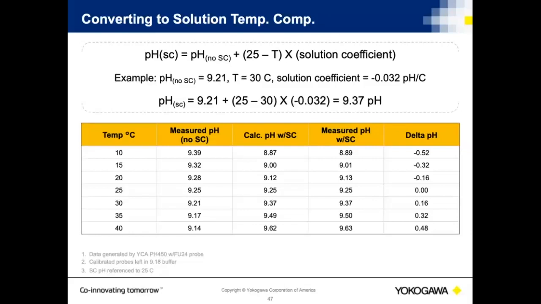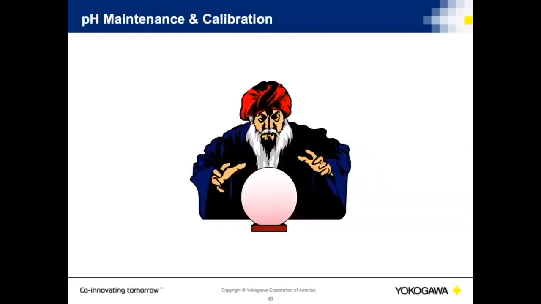This table was developed utilizing a pH 450 with an FU24 pH electrode from Yokogawa. The calibrated probes were left in a 9.18 buffer solution, and the solution temperature compensation is referenced to 25 degrees C. So you can use this equation to go back and forth. When you do your calibrating to a pH set, the solution temperature compensation is removed from the measurement.